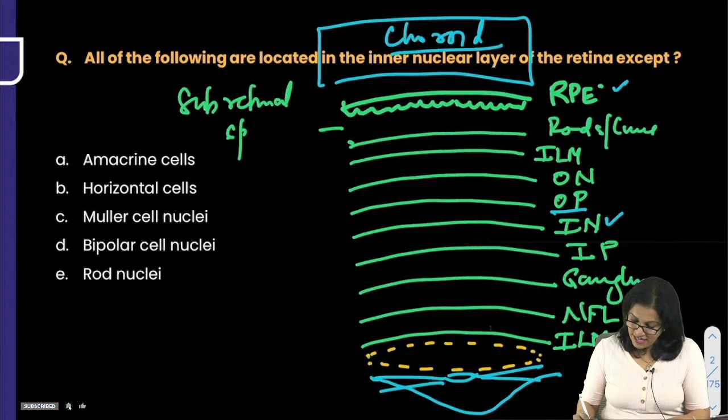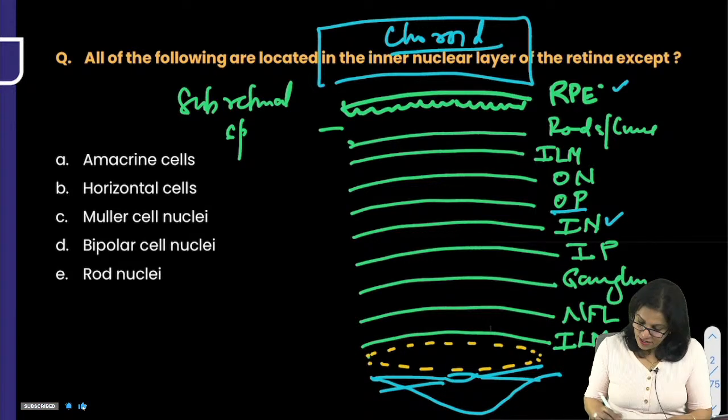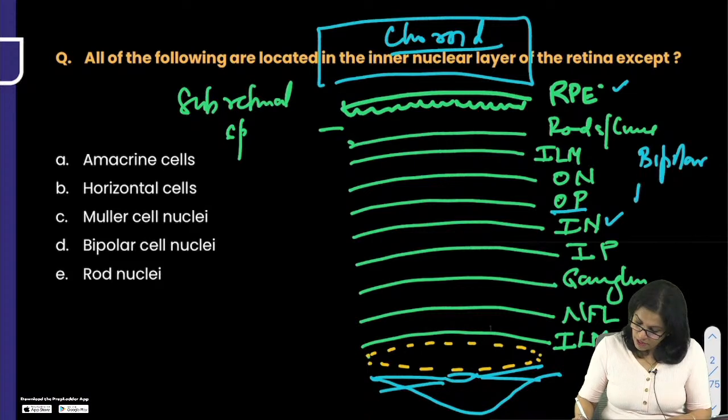So in the inner nuclear layer, we should know the cells that are present are bipolar cells. We all know about amacrine cells. We should know about horizontal cells.